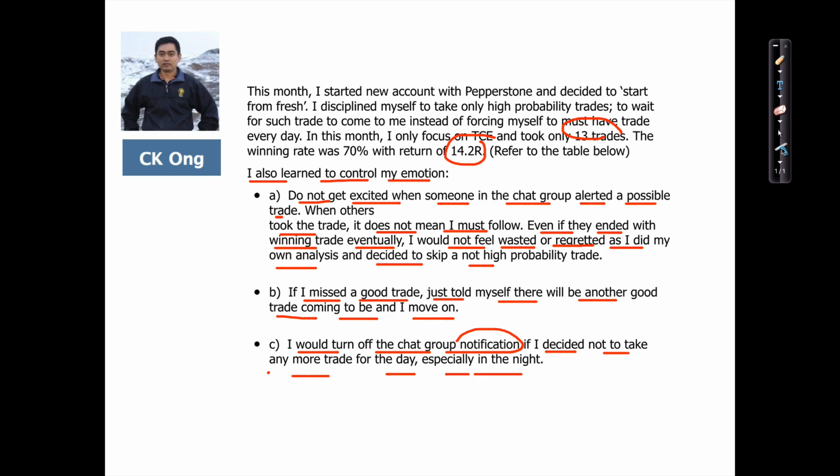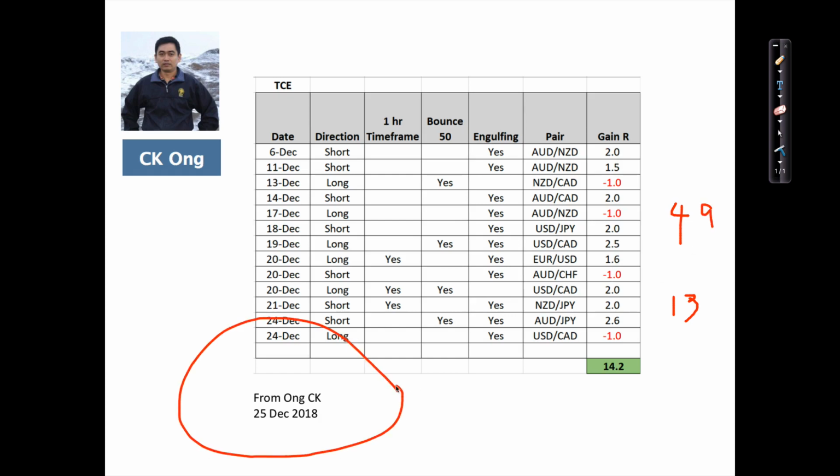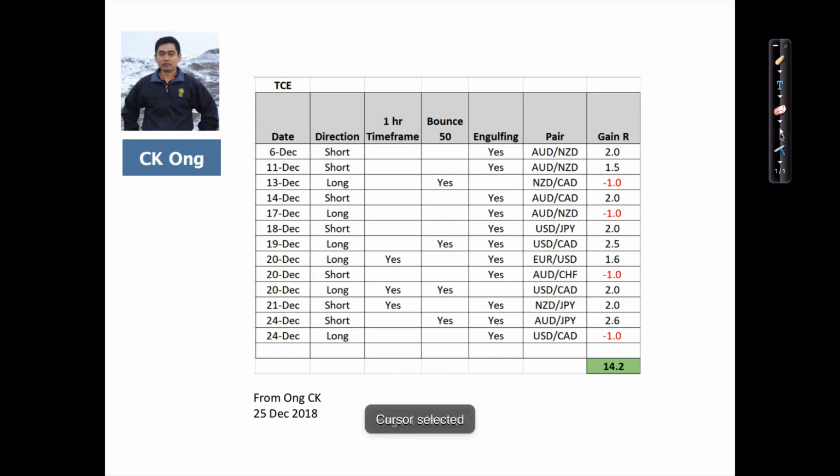Okay, all right, cool. And this was his result in December. All right, after starting afresh. So he had 13 trades. He had 4 losing trades, and 9 winning trades. So pretty good, right? So great lessons from some of our students over here.